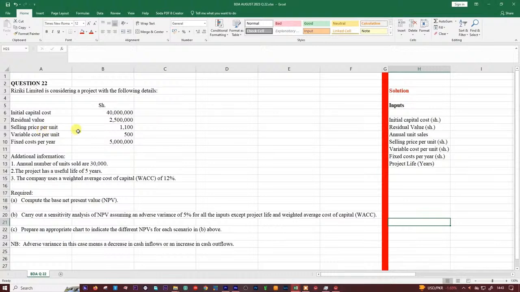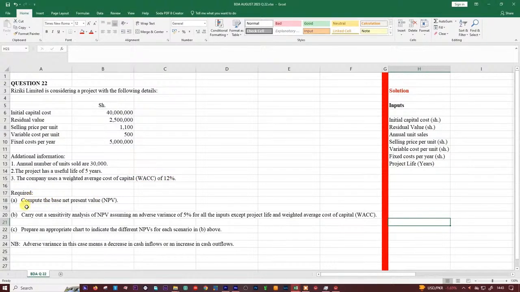Selling price per unit is 1.1. Variable cost per unit, 500. I meant 1,100, pardon me. Then variable cost per unit is 500. Fixed cost per year is 5 million. Additional information, annual number of units sold is 30,000. The project has a useful life of 5 years. The company uses a weighted average cost of capital or WACC of 12%.